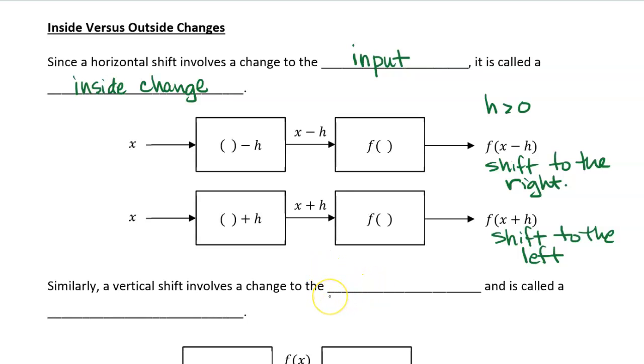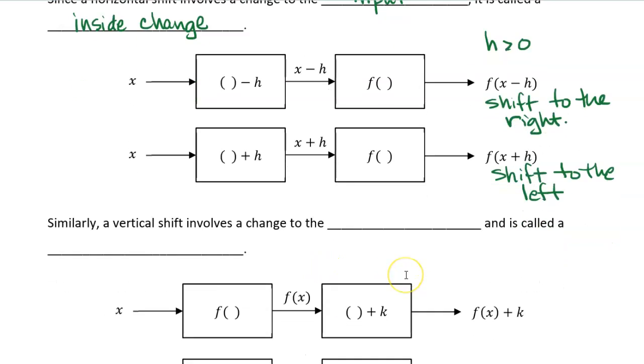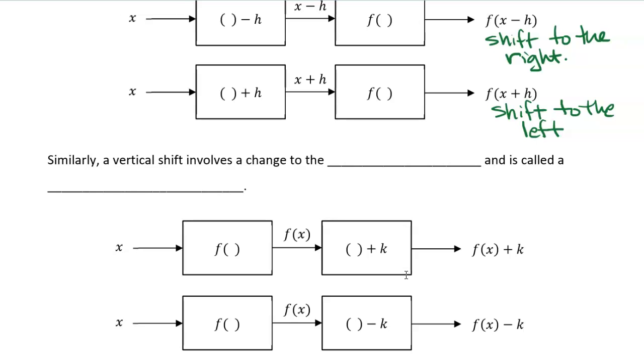All right, so the vertical shifts are a little more straightforward. They're a little more intuitive because we're just adding something to the output, right? So a vertical shift involves a change to the output of the function. So we either added or subtracted something from the output, and so this is sometimes called an outside change, right? Because we're changing the output of the function. It's already been fed into the function, and we're just going to change the output.